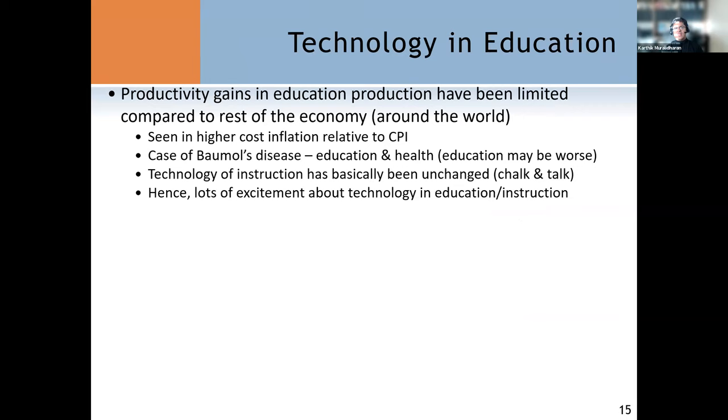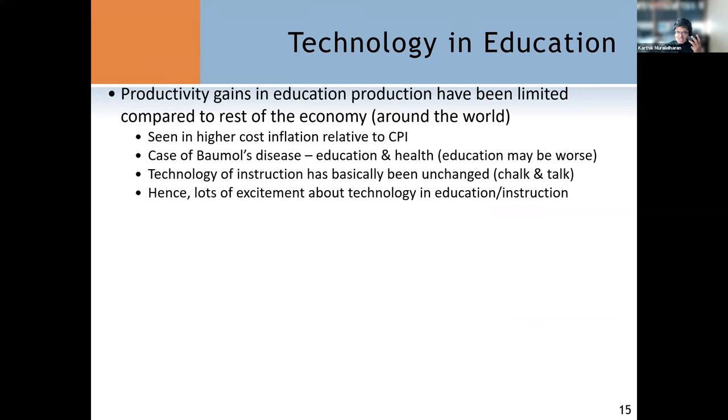There's a lot of excitement about technology in education because the reason you have that curve is that the technology of instruction has basically been unchanged in the last 100+ years, okay? So it's chalk and talk. You have a teacher in front of a blackboard using chalk and talking, with 20 kids, 30 kids, whatever. There has been nothing that's fundamentally making that enterprise more productive, which is reflected in the cost data I just showed you. And that's why there's lots of excitement about technology in education, and why people in Silicon Valley talk about disrupting education as an industry.